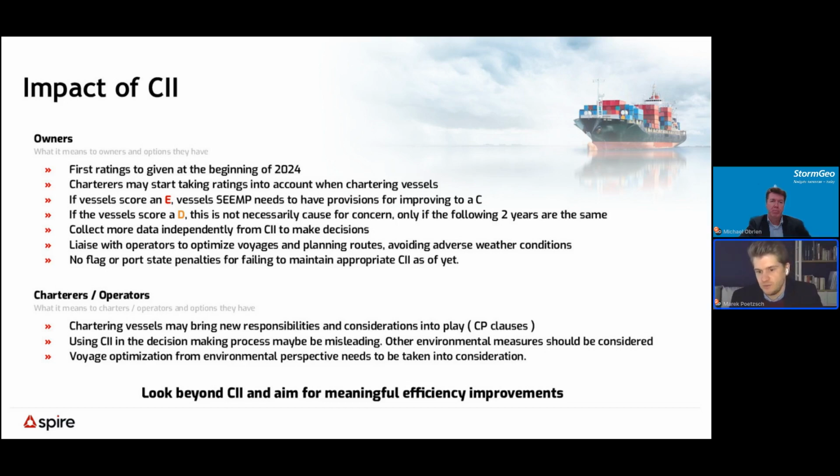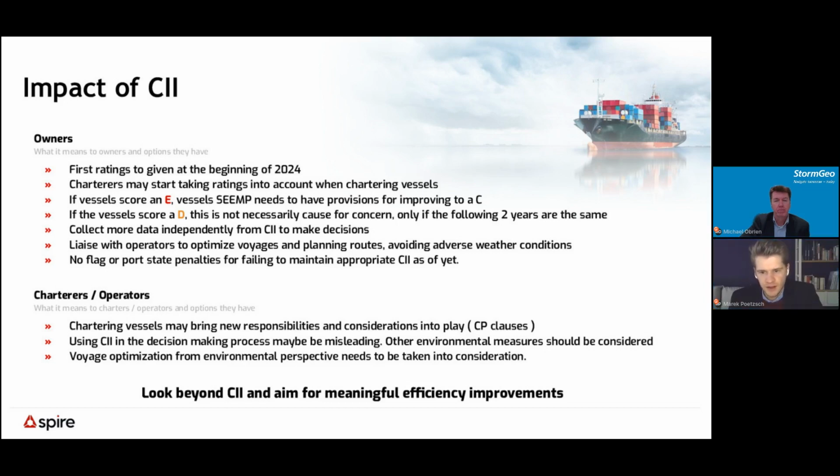Then obviously they will have to, or should be, liaising as much as possible with operators to optimize voyages and plan routes, maybe try to avoid adverse weather conditions, and really work on the relationship with charterers to make sure that the charterer is not abusing their freedom when chartering the vessel, and in the end causing the owner to end up with a rating that is much worse than expected, or really harming the vessel for future charters. How that will be handled, Michael will have more details on as well.